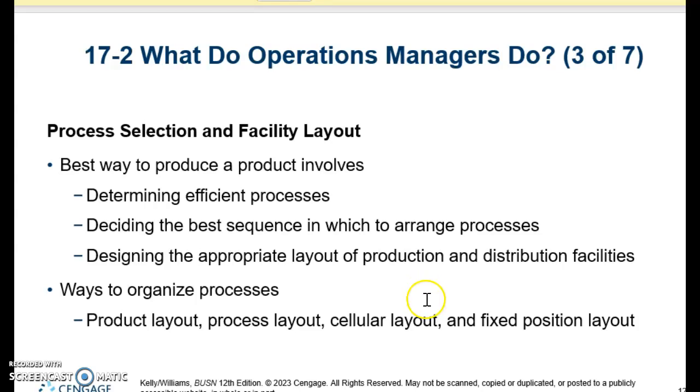Then you have cellular layout. This is used in self-contained production cells. It's falling somewhere between a product layout and a process layout, so it can resemble small production lines. And then you have the fixed position layout. This is used with production of large and bulky products that cannot be moved easily on a production line.